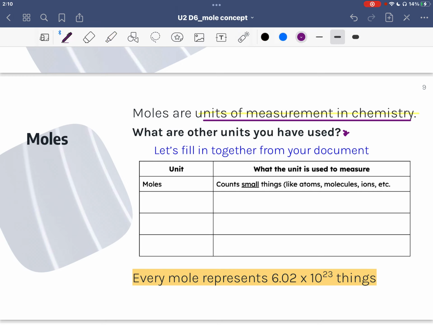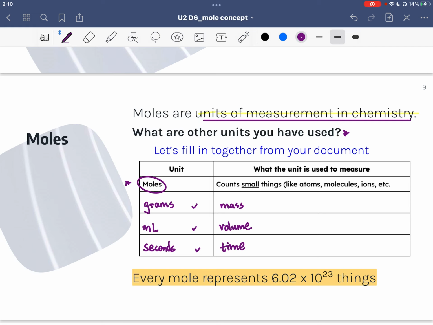So one unit you may have come up with was grams. Grams, of course, are used to measure mass. Maybe you also thought about milliliters. Milliliters are used to measure volume. And maybe you thought about seconds. Seconds are used to measure time. So just like all these other units we've seen, we can also measure moles.